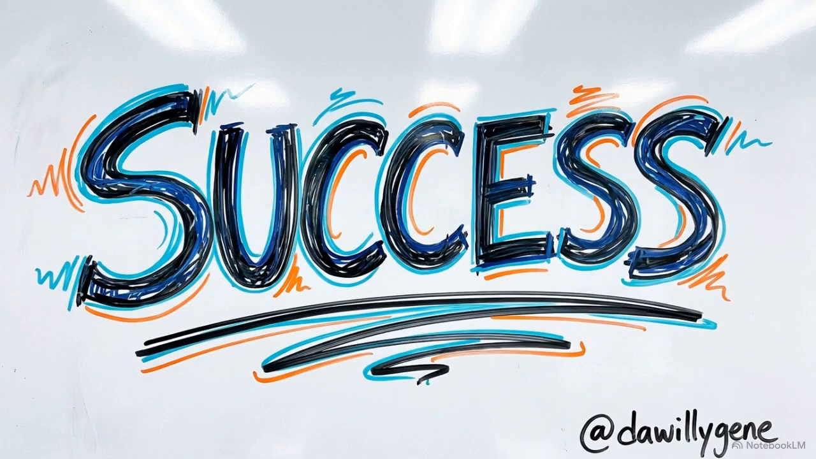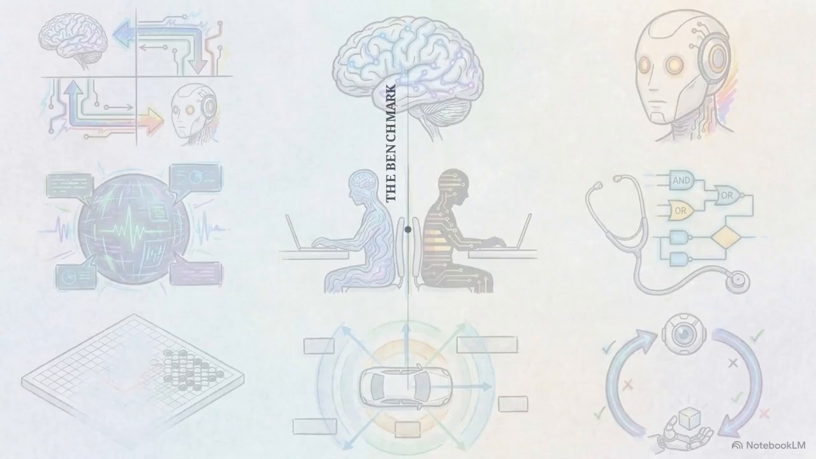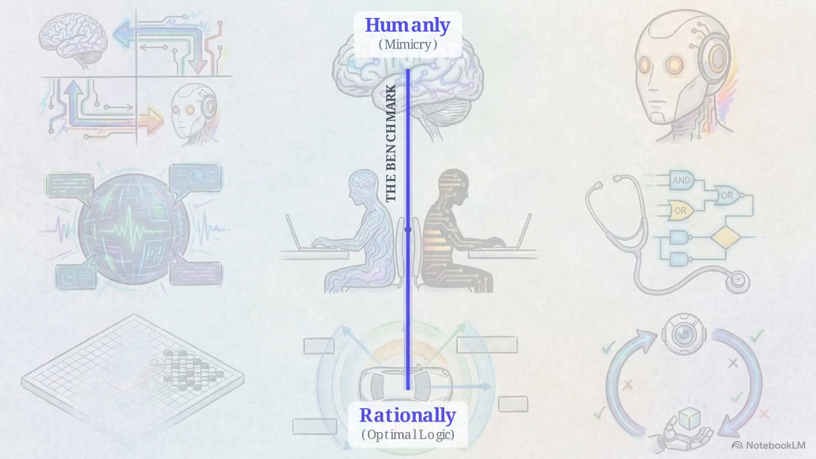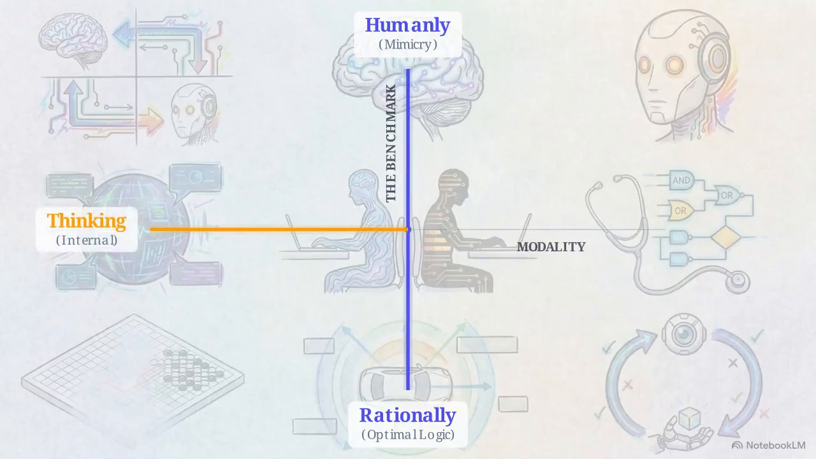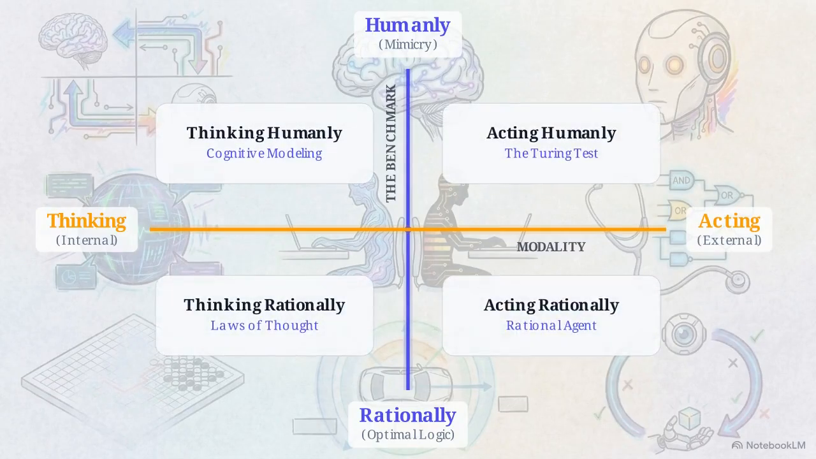Before you can engineer intelligence into a machine, you run into a foundational problem. You have to explicitly define what success actually looks like. This gives us our first axis, the benchmark. Do we judge success by how closely it mimics human behavior, or against a standard of mathematical rationality? The second axis is modality. Are we evaluating its internal thought process, or strictly its external actions?